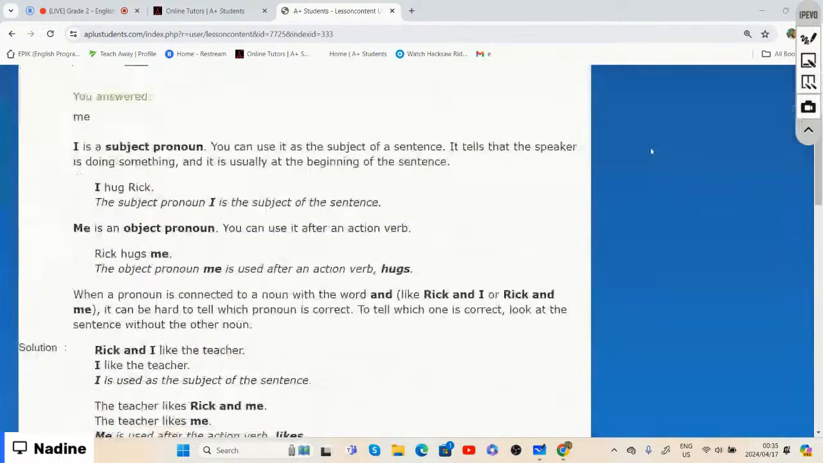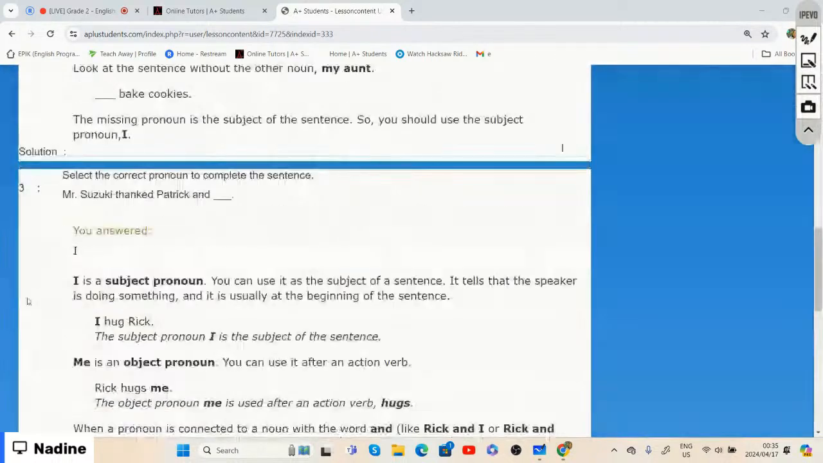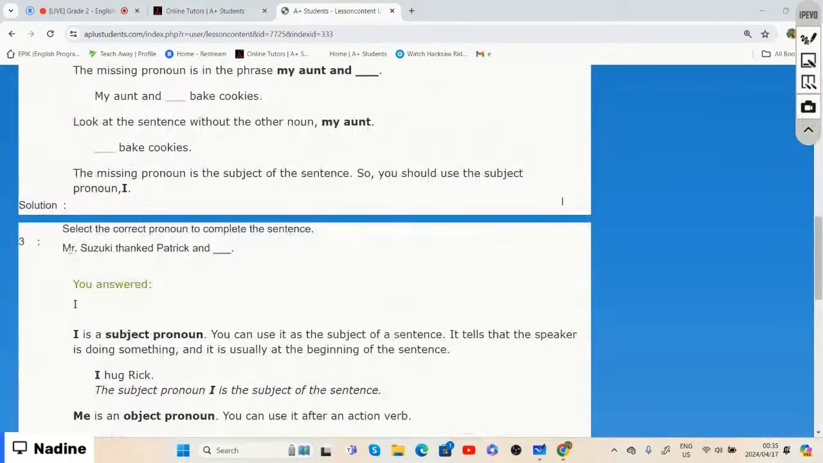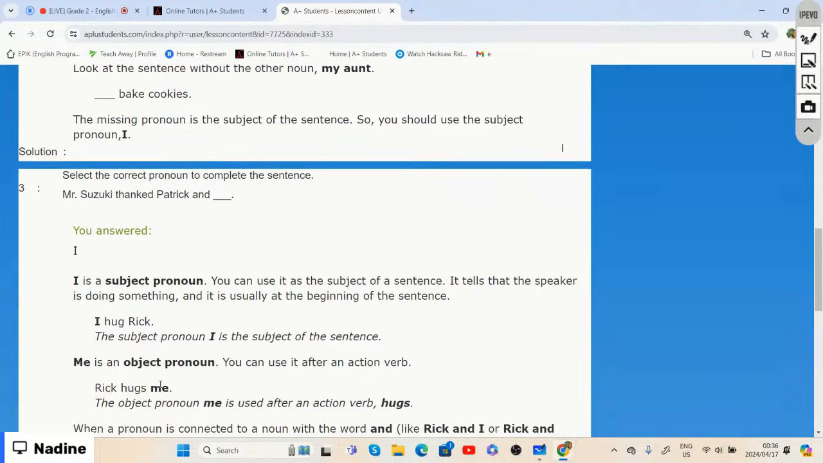All right. If we look at the sentence, it says Mr. Suzuki thanked Patrick and blank. Do we say Mr. Suzuki thanked Patrick and me, or do we say Mr. Suzuki thanked Patrick and I? Which one is the correct one? Mr. Suzuki thanked Patrick and me, or do we say Mr. Suzuki thanked Patrick and I?